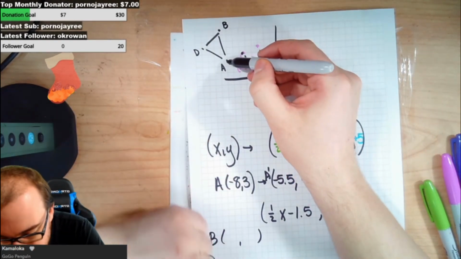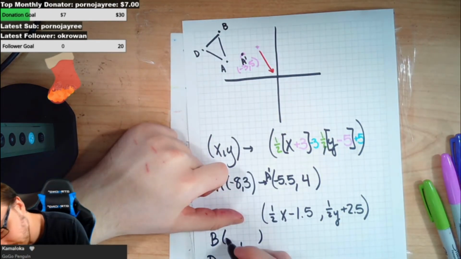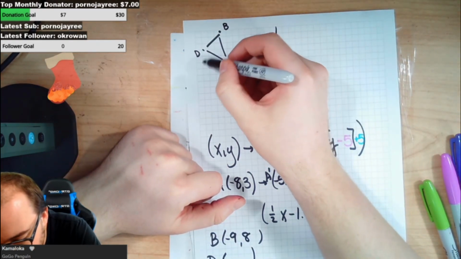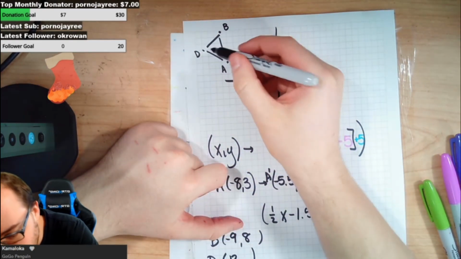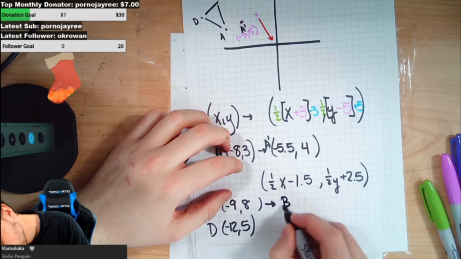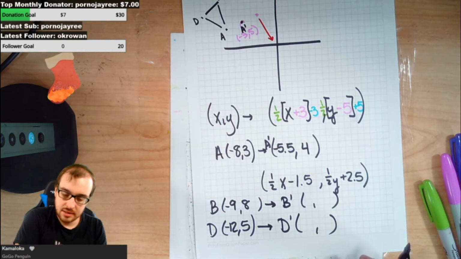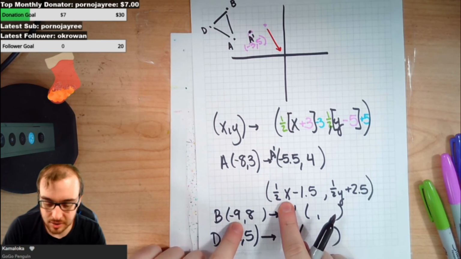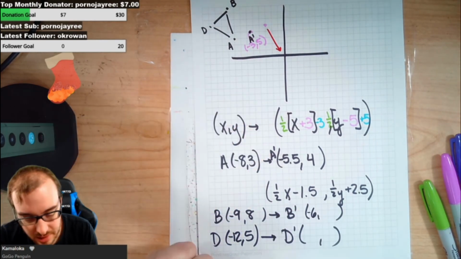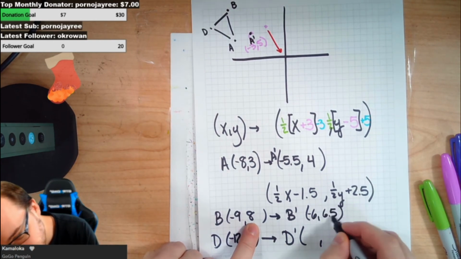So it looks like this is negative 8, so that's negative 9, 4, 5, 6, 7, 8. So negative 9, comma 8. And D is at 10, 11, 12, so negative 12, 5. And when we apply this rule, I need to take half of x, so negative 4.5, and subtract 1.5, so that's negative 6. And then I'm supposed to take half of this, so 4, and add 2.5, 6.5.